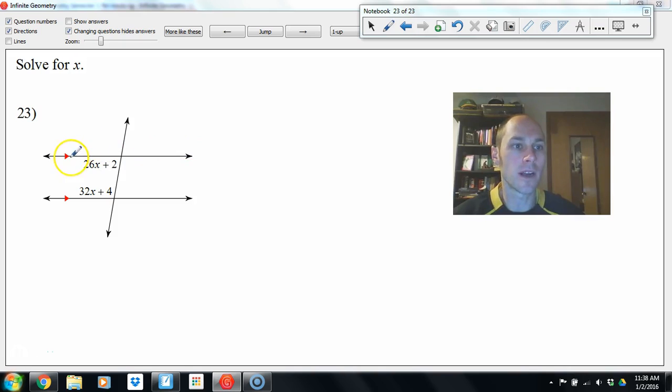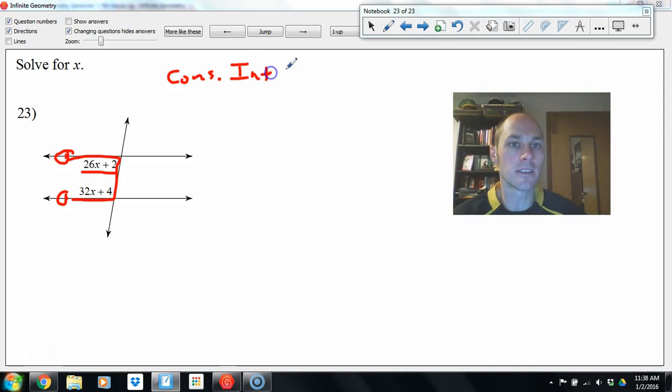Next one, we want to solve for x. We see that these are parallel lines. That gives us a clue. Next, we need to determine what kind of angles these are. These two angles are both on the same side of the transversal, and they're both interior angles. So we call these consecutive interior angles. Consecutive interior angles are supplementary. So if they're supplementary, they add up to 180 degrees.